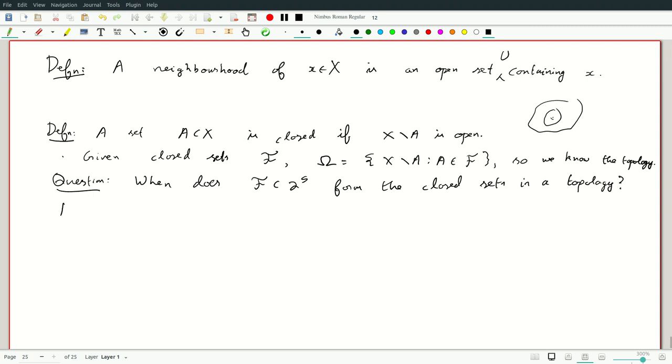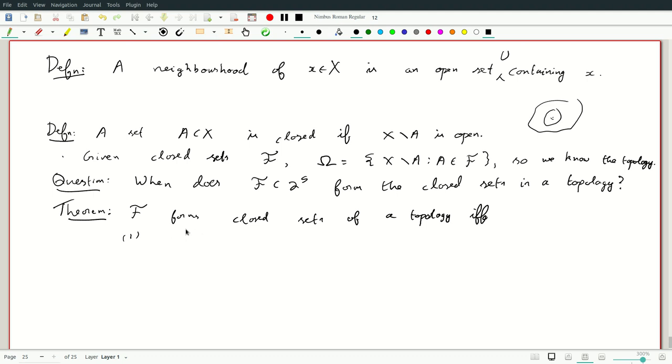And the following is an immediate consequence of De Morgan's theorem. So we can basically flip the conditions which are in the definition of a topology using the complements. And so, F forms closed sets of a topology if and only if we have the following three conditions.